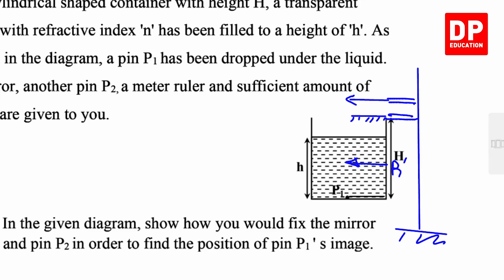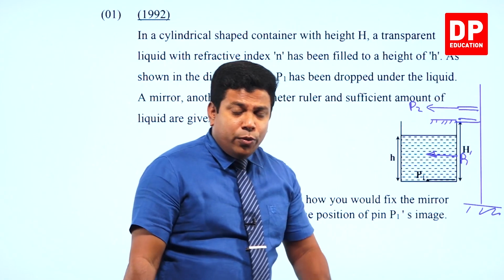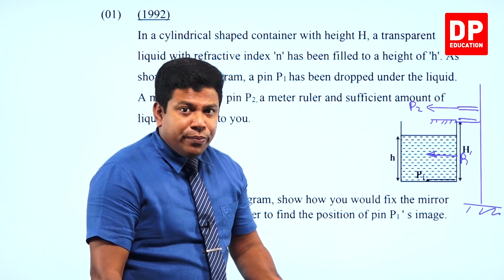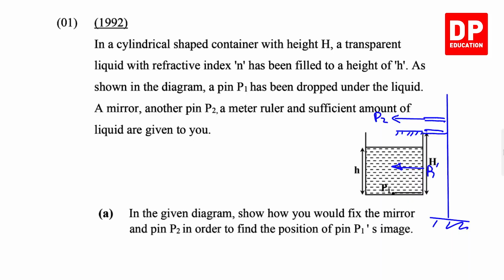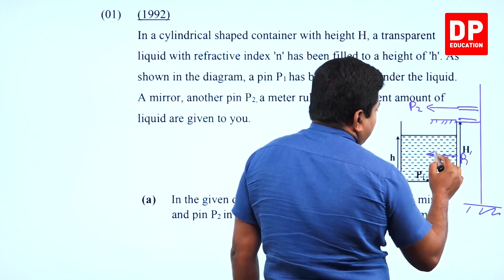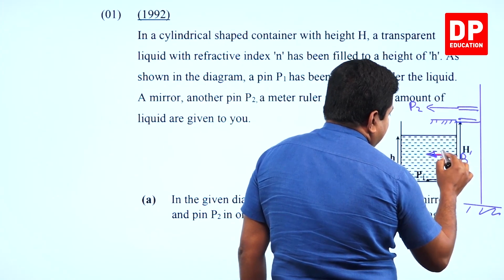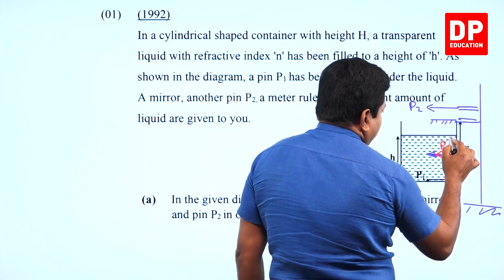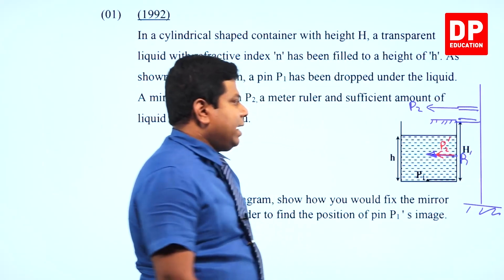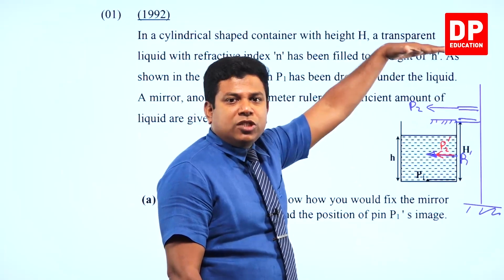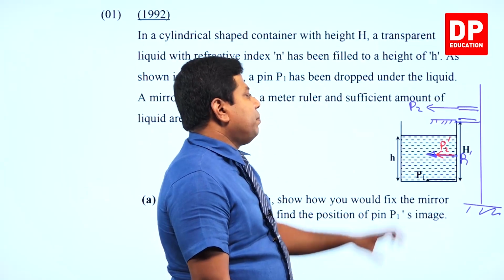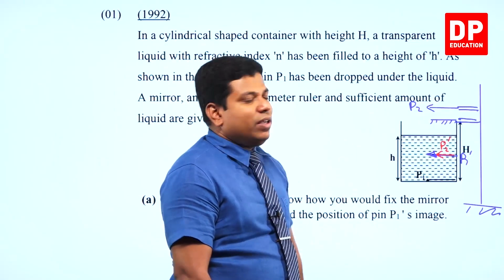Then what you do, this is P2, right? Adjust P2 up and down until you get P2's image coinciding with P1's image. That means P2's image also has to come at the same point. P2 dashed. Understand? So P2 has to be adjusted. You can take it up, take it down. You can adjust P2 until you get P2's image coinciding with P1's image.